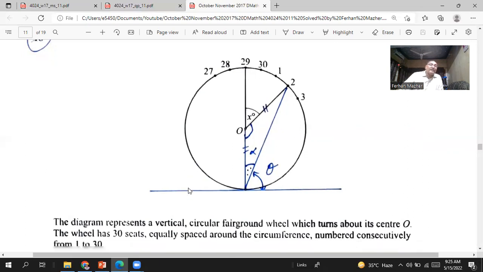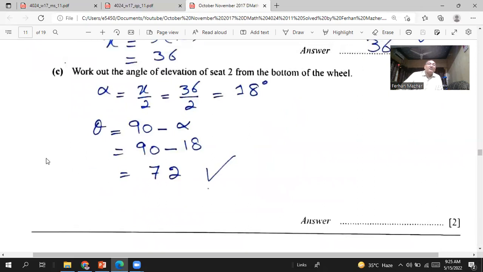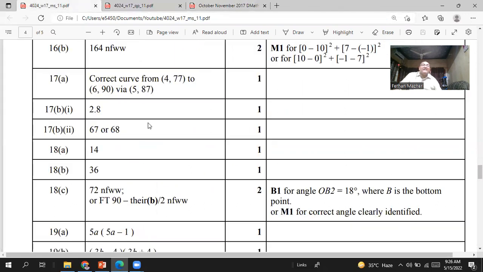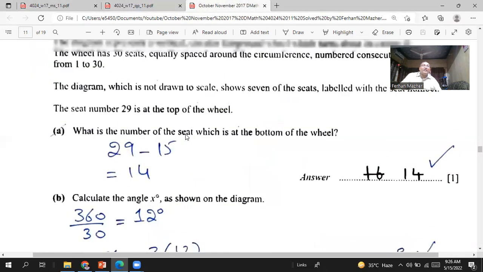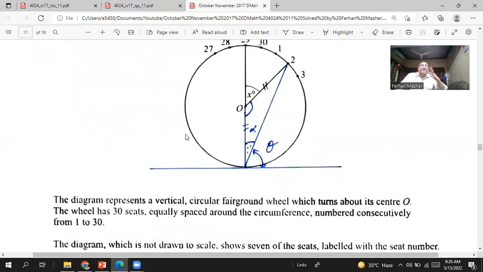Let me show you. So alpha is x by 2, 36 by 2, that will be 18, and theta will be 90 minus alpha. So it will be 90 minus 18, and that will be 72. So the angle of elevation will be 72. So our answers are right, sir. This is a simple question on circle properties, and the angle of elevation is the question.